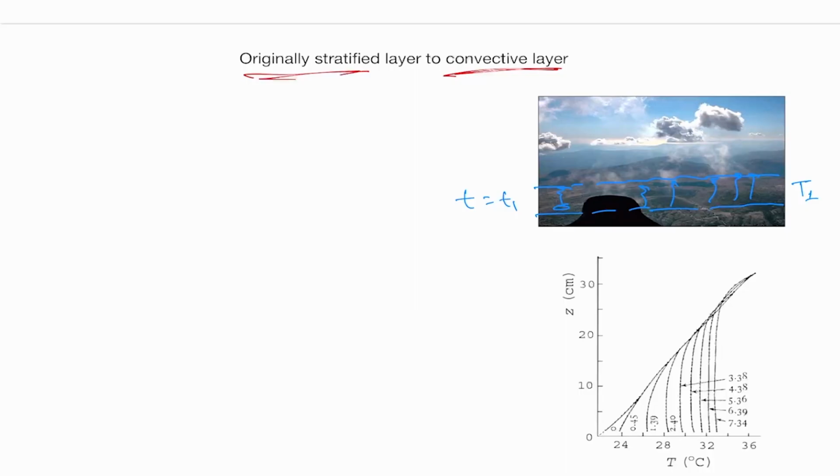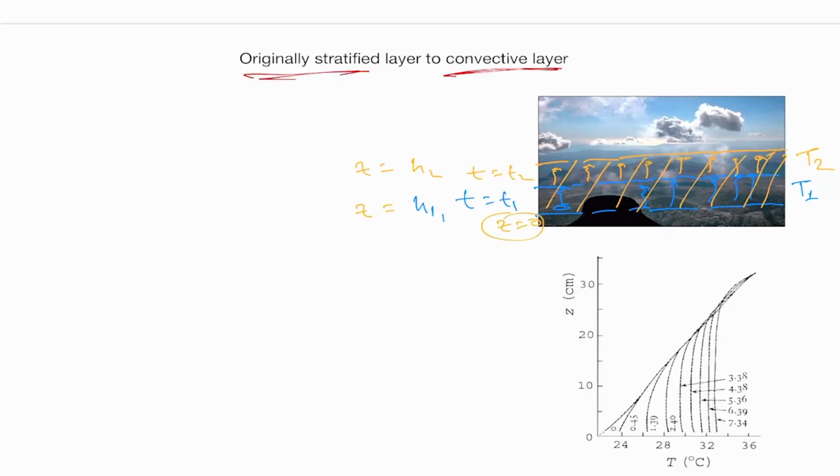Okay, but with time t2, this layer will have risen up. Okay, so now at time t equal to t2, you have got a thicker layer, and now this complete layer, not just the upper layer, but this complete layer will be with temperature T2. Okay, and we will call the thickness here at time t1 h1, thickness at time t2 is h2, where this is basically z equal to h1 and z equal to h2, where z is measured from the bottom here.